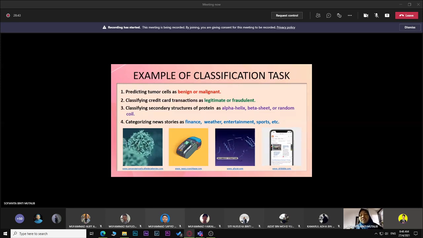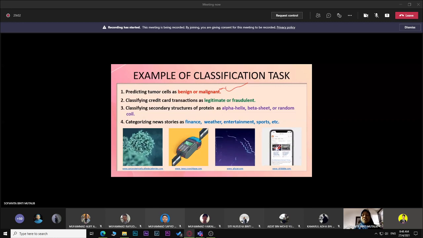Refresh. This is the recall, how you can relate samples of tasks, for example classification tasks, like predicting tumor cells. This is normally done through looking at the images. Okay, how about the second one?